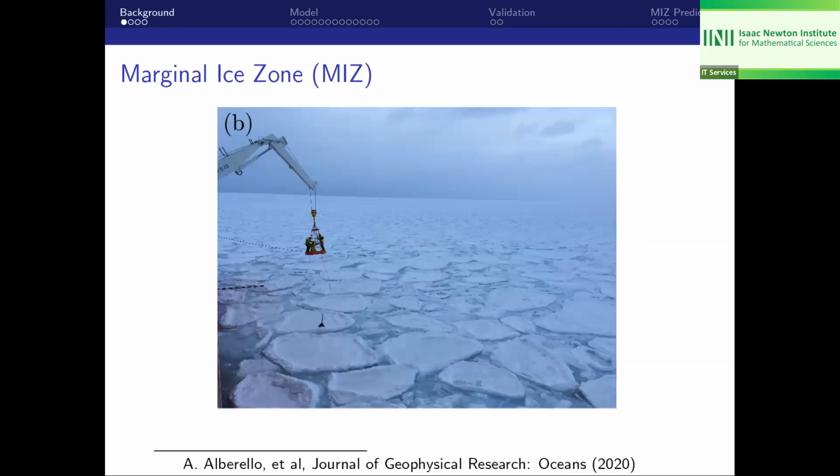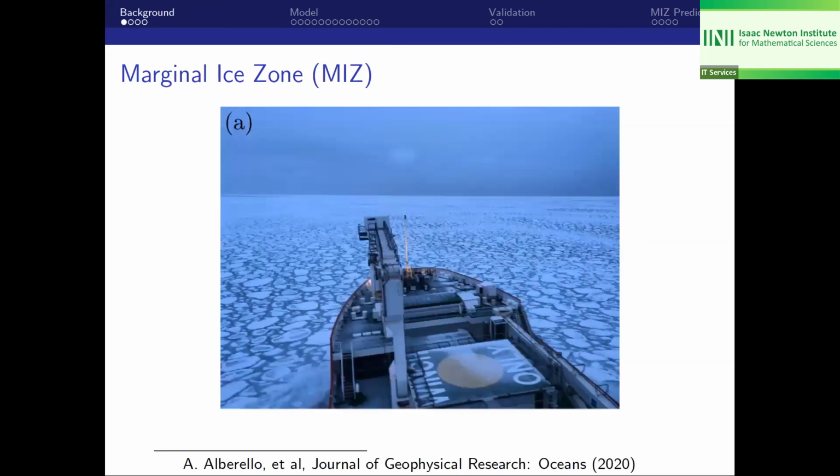We have our fragmented ice cover with these floes separated by water or a slurry of ice, and we're really interested in the floe motions. And I guess coming from a wave background, which some people in the audience are from as well, we're very interested in the propagation of waves from the open ocean into the marginal ice zone, which we can see to the right of this image here.